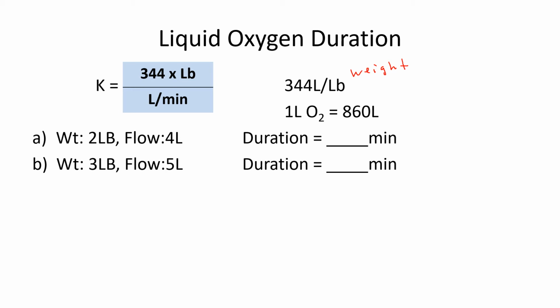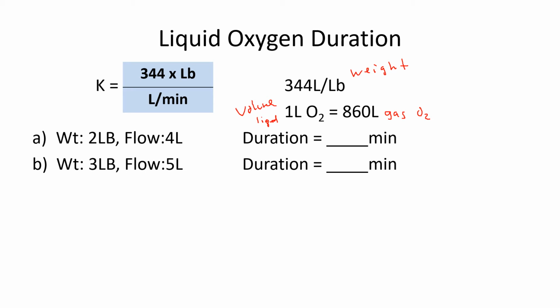Or by volume. So this is volume of liquid oxygen. So 1 liter of liquid oxygen will yield 860 liters of gaseous oxygen. So those are your 2 conversion factors. So based on what's given to you, you'll know which factor to use.